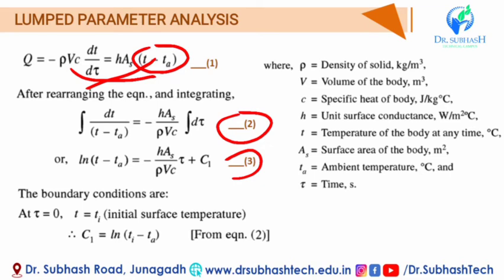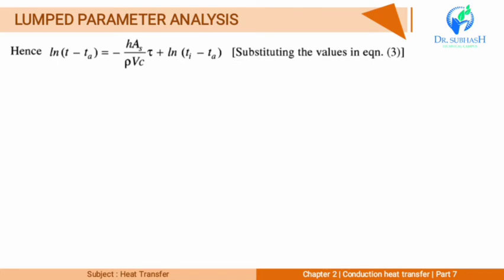Now, to find the value of the constant C1, let's apply the boundary condition to equation number 3: at tau equal to 0, T is equal to Ti, the initial temperature of the body. If we put tau equal to 0 and T equal to Ti, that term is equal to 0, and so C1 is equal to ln of Ti minus Ta. From equation number 2, we can write ln of T minus Ta is equal to minus hA divided by rho V c multiplied by tau plus ln of Ti minus Ta.